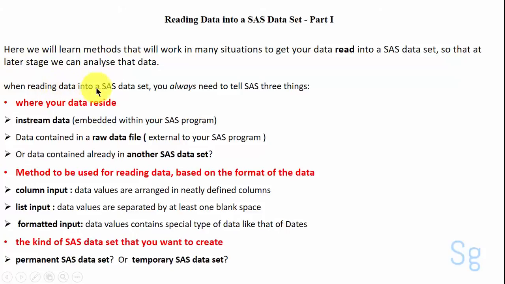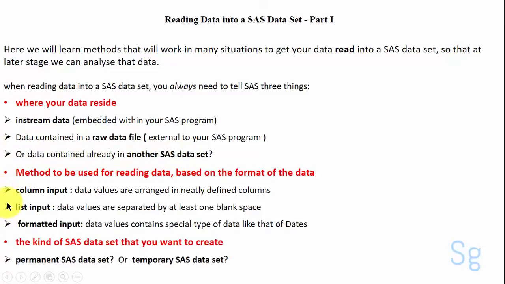When reading data into a SAS dataset, you always need to tell SAS 3 things: where your data resides, the method to be used for reading data based on the format of the data, and the kind of SAS dataset that you want to create. For where your data resides, your data can be in-stream data, that is embedded within your SAS program, or data contained in a raw data file that is external to your SAS program, or data already contained in another SAS dataset.